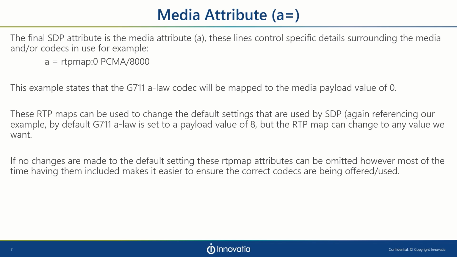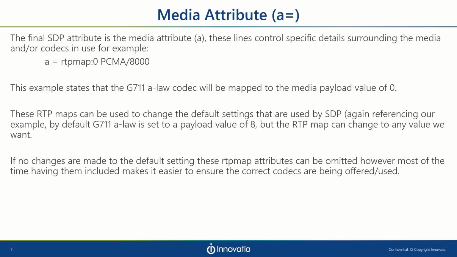There are a number of other potential media attributes that can be utilized. For example, you can see some for encryption. If you're going to enable SRTP, the media attributes can be used to list out the various encryption algorithms that you'll use. There are also some codecs, G729 for example, that do potentially have some additional choices or selections that can be made, and you would use your media attributes to set up those options.